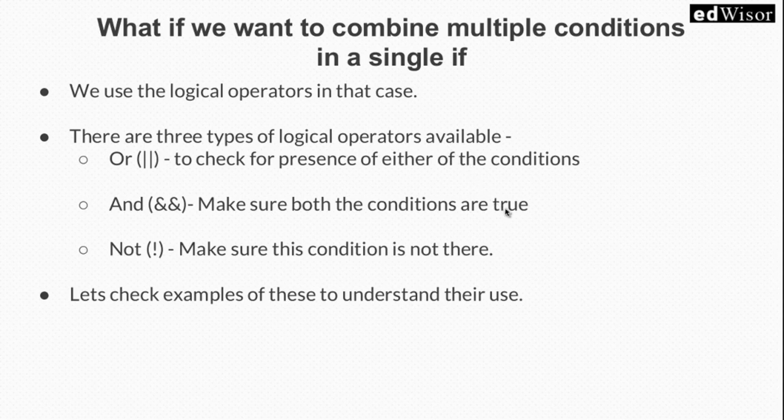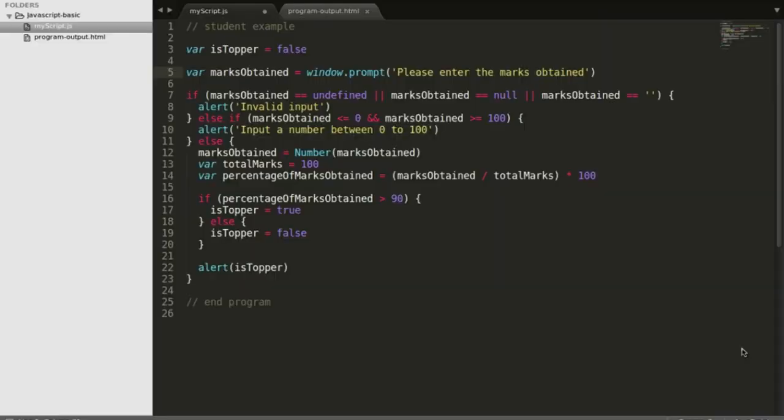So let's write the program in Sublime Text. In this program, we are trying to determine whether a student is a topper or not. So we are taking input from the user about how many marks he has got, and based on the logic that if he has got more than 90% marks, we will tell him whether he is a topper or not. Okay, so let's do that.